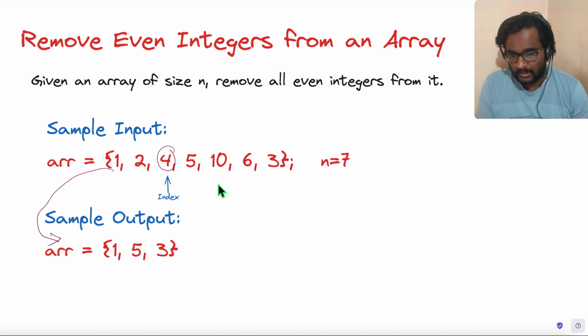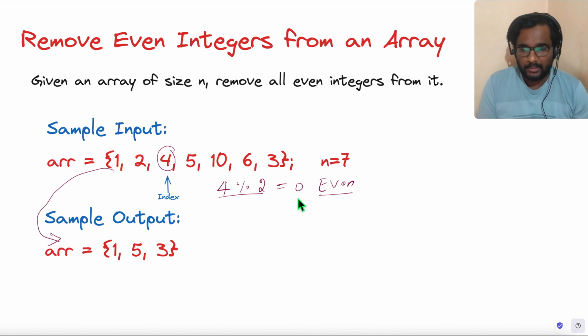So how do we know whether it's an even number or an odd number? Take the element modulus 2, which is divisible by 2, and whenever the remainder turns out to be 0, that's an even number. If there is any remainder, if it is non-zero, then it's an odd number.